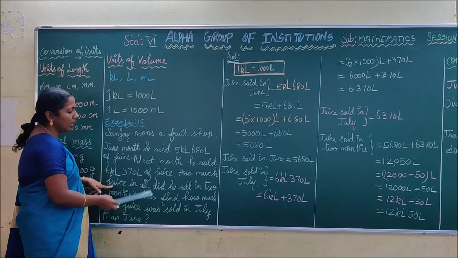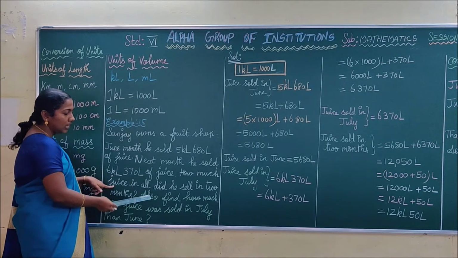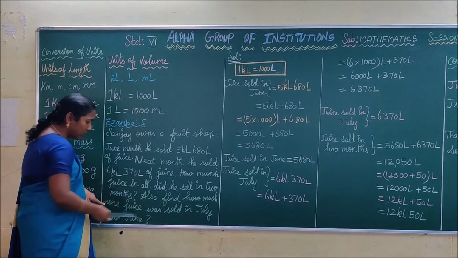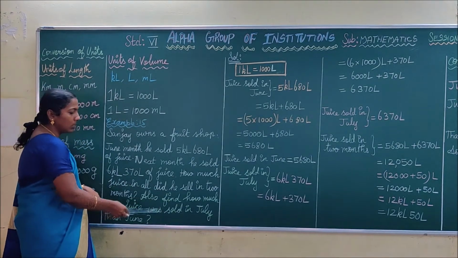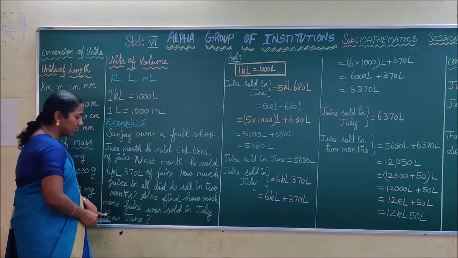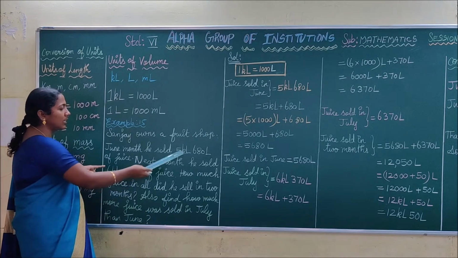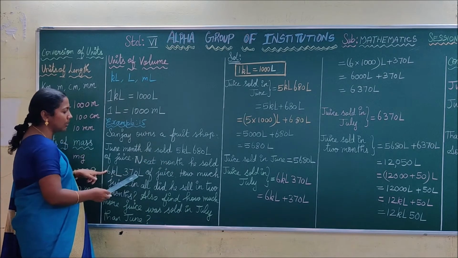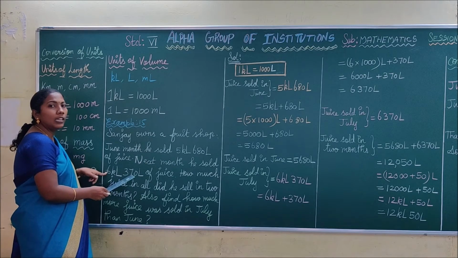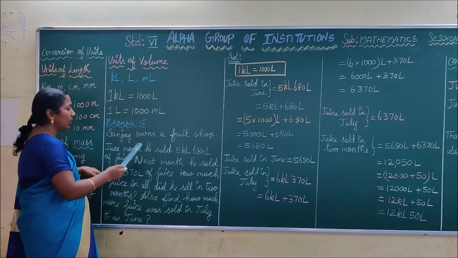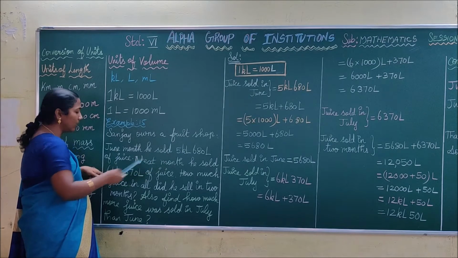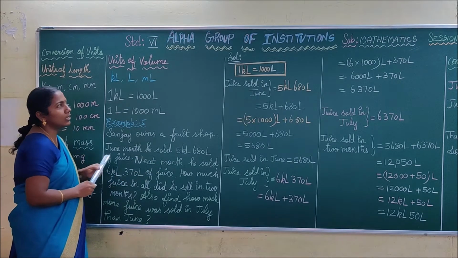And also they are asking another question. That is, also find how much more juice was sold in July than in June. See here, by seeing these values, we can easily observe that in the month of July, he sold more, but in the month of June, he sold less than July. Now we are going to see the solution.